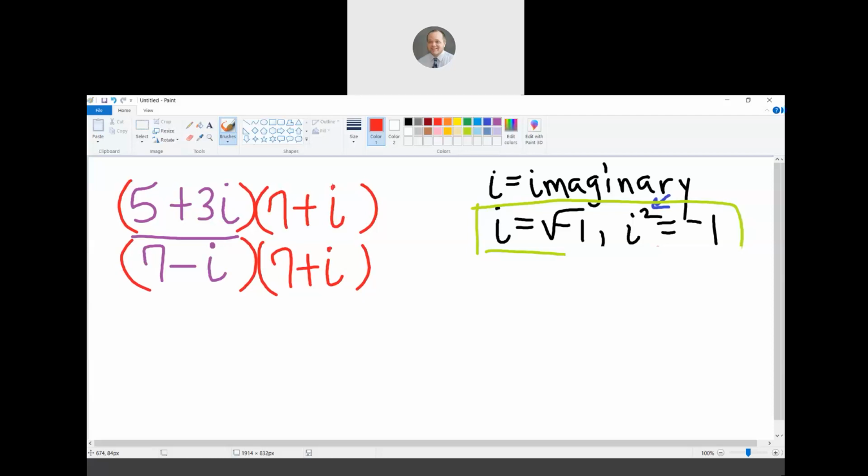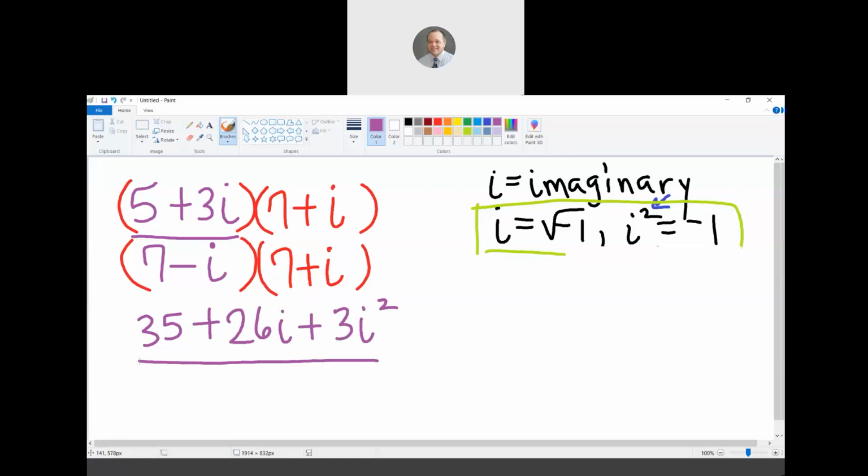Now, up top, when you FOIL out everything, you should get 35 plus 26i plus 3i squared. And remember, when you're multiplying a binomial times its conjugate, you just multiply your first terms and your last terms only. So 7 times 7 is 49, and negative i times positive i is negative i squared.